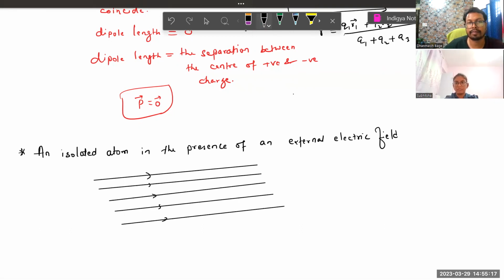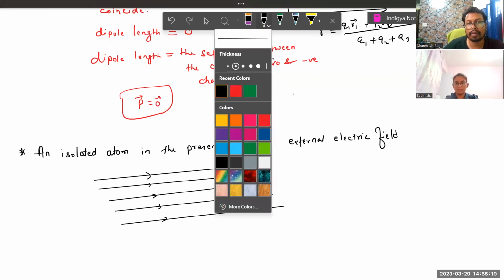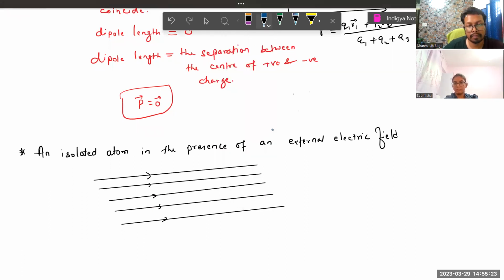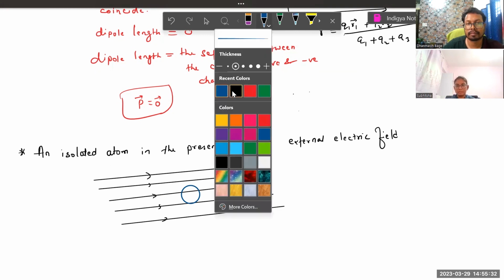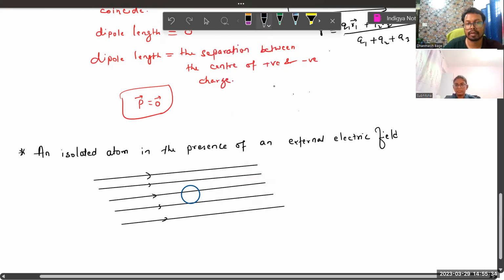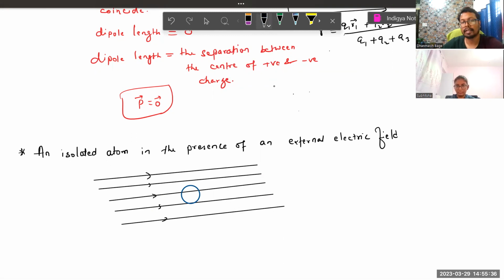A uniform electric field is there. And I want to take an atom. Now, in this case, tell me, if there is a positive charge here and a negative charge here at this point, what will be the direction of forces on it?